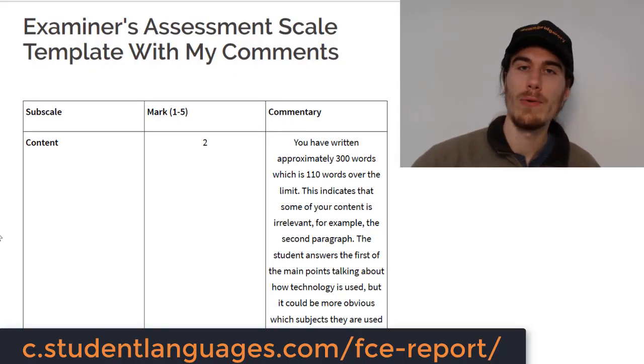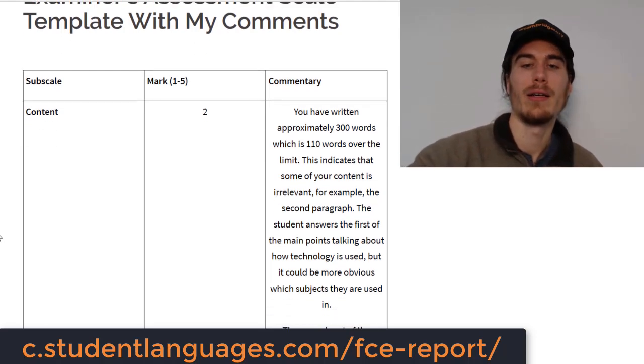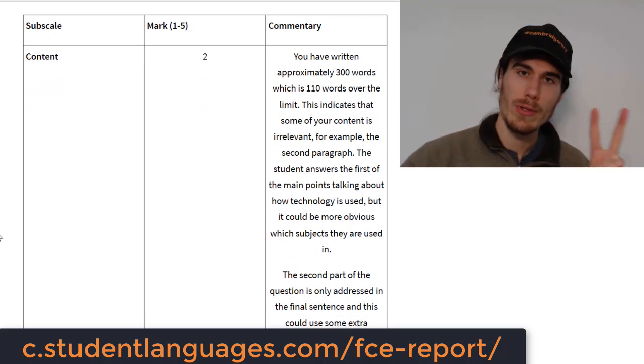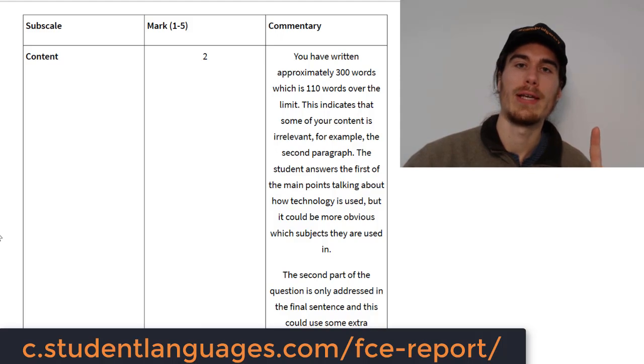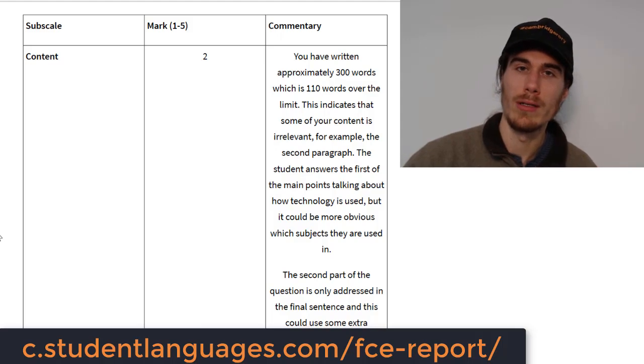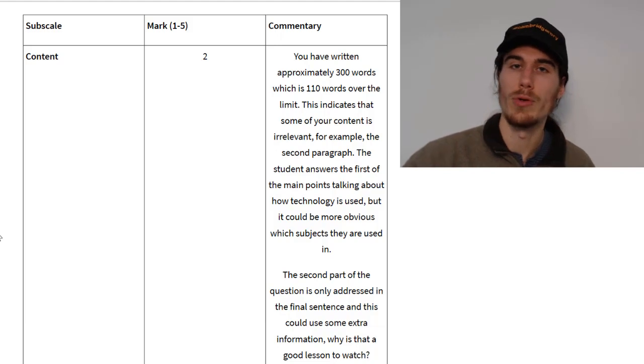Okay, so let's read what I wrote in the assessment scale template. So for content, I've given it 2 out of 5. As I said before, they've written too many words and a lot of the content isn't necessary. Also, there were 2 main parts to this report. One, talking about how technology is used, and the second, talking about which lessons teachers should watch. Now, the second part is only addressed in 1 sentence, and that, in my opinion, is not enough. The student should go into more detail. Why? Why is that a good lesson to watch?